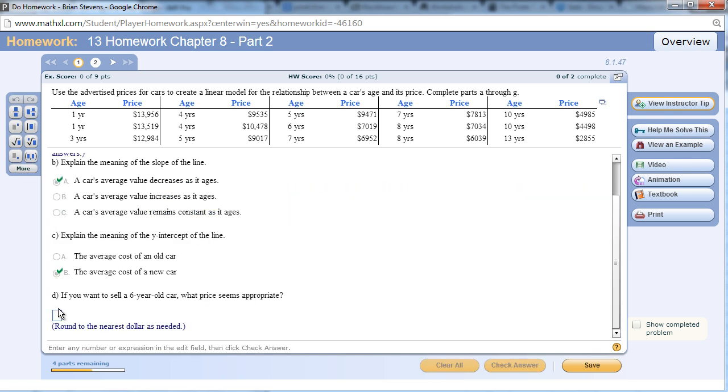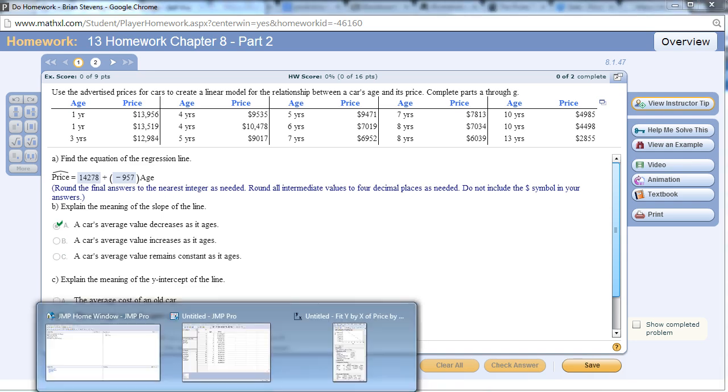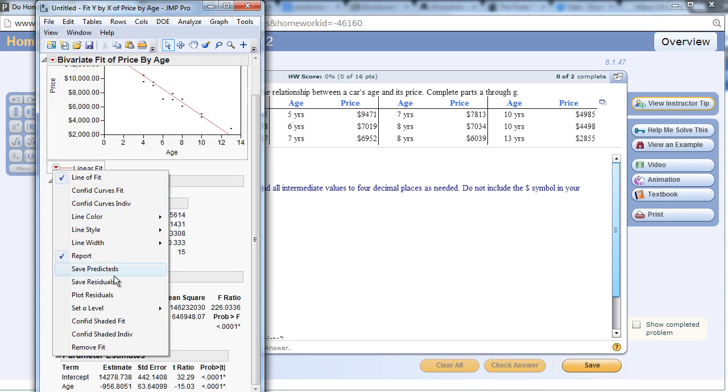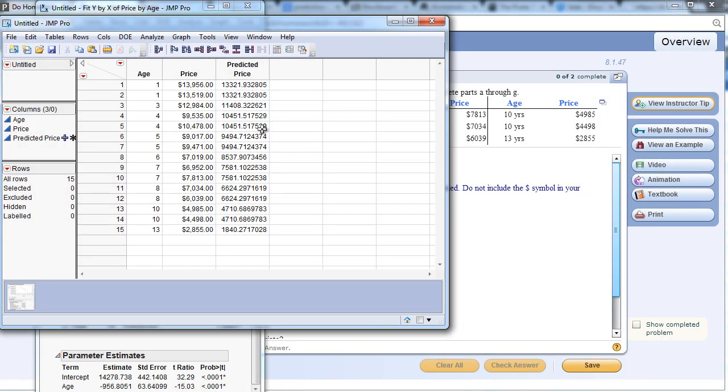If you want to sell a 6-year-old car, what price seems appropriate? To do this, we take 6 and put it in here for age. What we can do in JMP is go over here to the line, right under the red arrow for linear fit, and go to Save Predicteds. Now in my original data set, you will see I have predicteds.